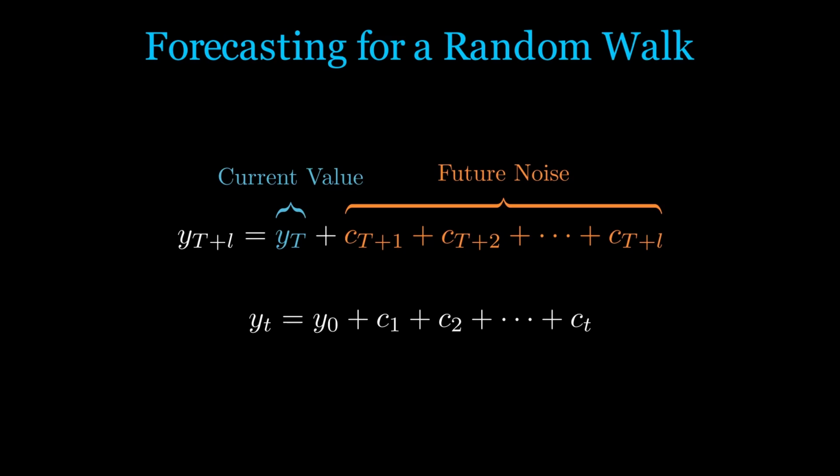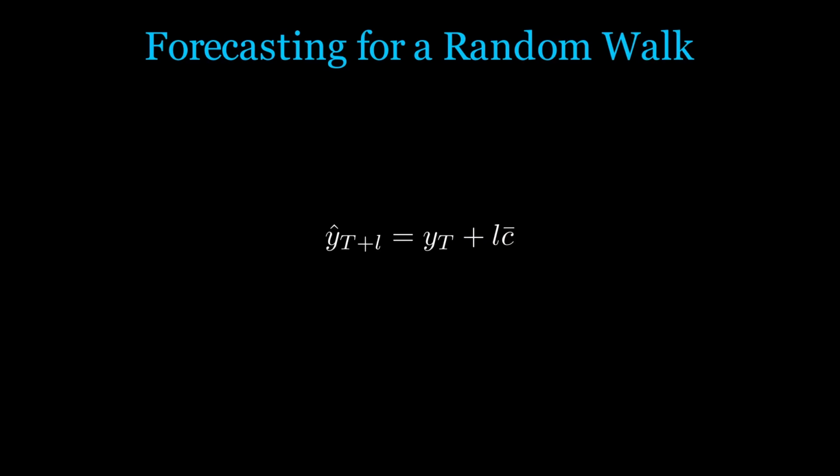But since we don't actually know the future noise, we have to estimate it. Recall from the video lesson on white noise that the point estimate forecast of a white noise process is the sample mean of the random noise terms from time 1 to time capital T, which we denote as C bar. Since we're adding L periods of noise, we multiply the sample mean by L to get the point estimate forecast at time T plus L. We then add this to the current value to get the point estimate forecast.